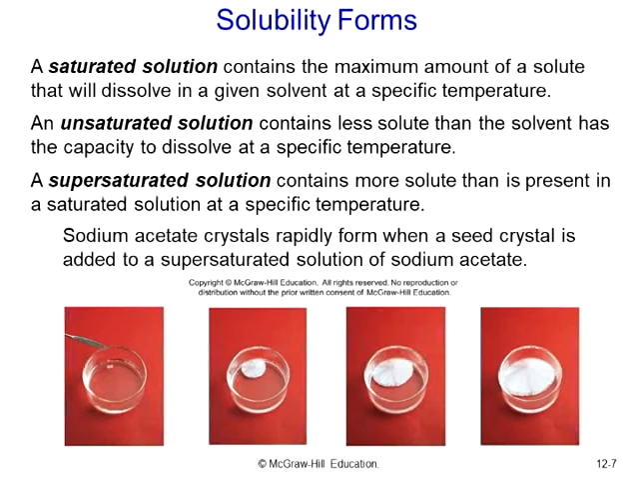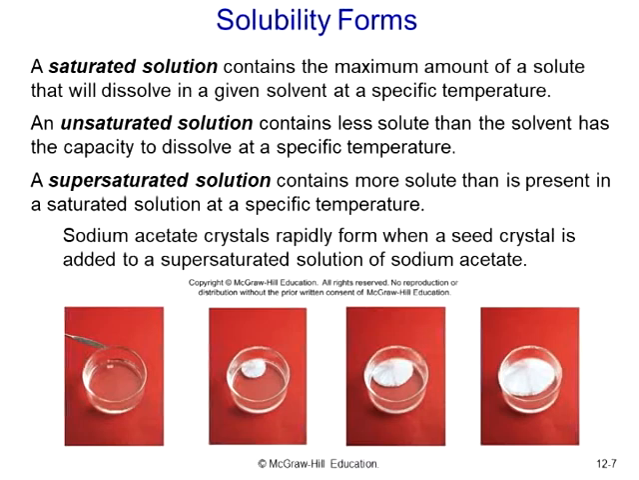Now, the saturation point is dependent upon the temperature. So when we define solubility, we say soluble at this amount at this temperature. That's a saturation point. Then we can have an unsaturated solution. An unsaturated solution contains less solute than the solvent has the capability to dissolve at a specific temperature. Note the temperature again. In other words, unsaturated means it's below what the solvent could accept. So when it's less than the solvent is capable of accepting, that's called unsaturated.